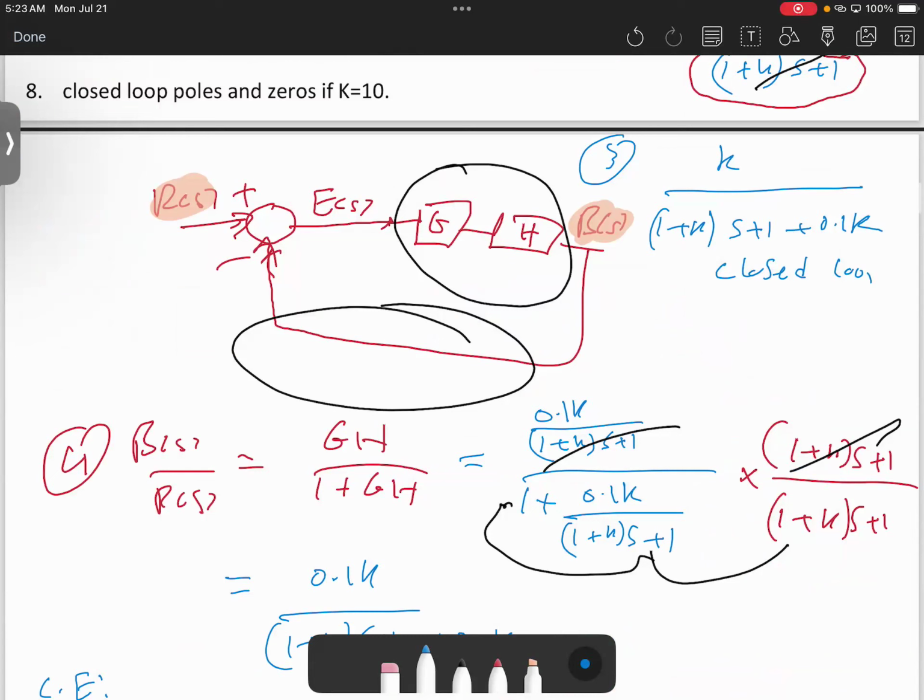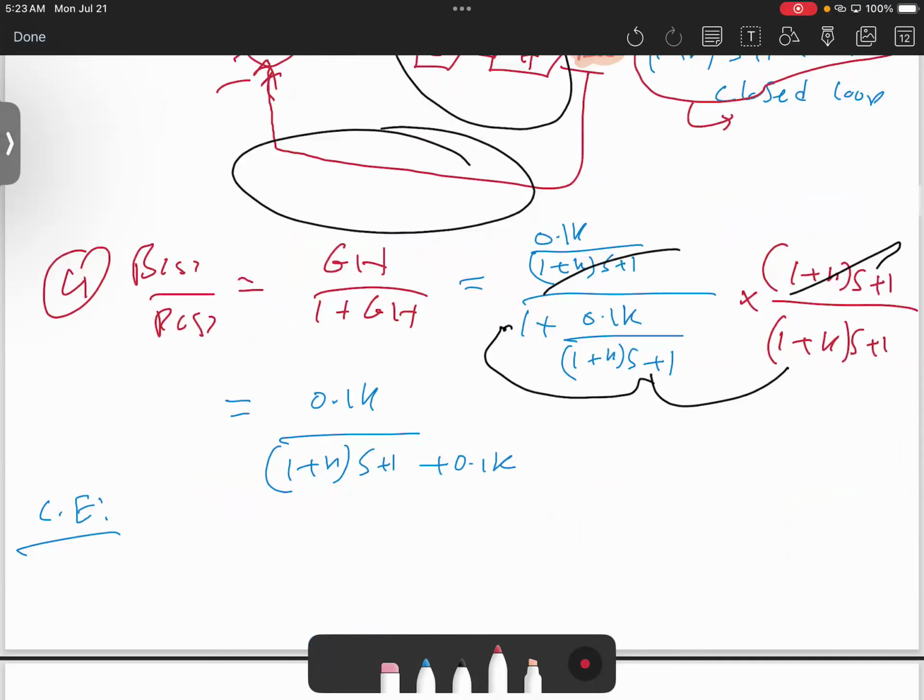K over (1 plus K) S plus 1 plus 0.1 K. This is the closed loop transfer function. Then to find the characteristic equation, basically look at the denominator. So make the denominator equal 0.